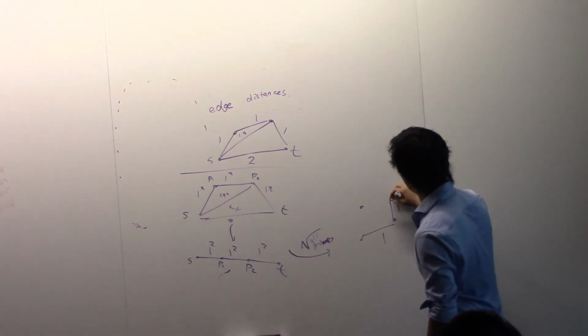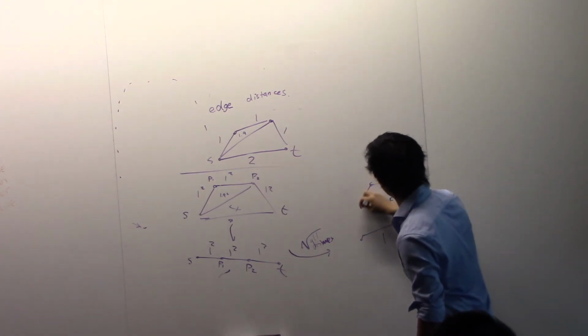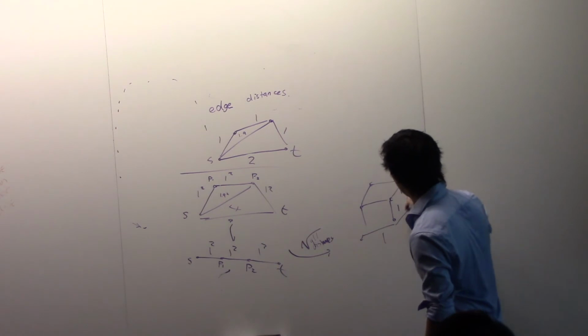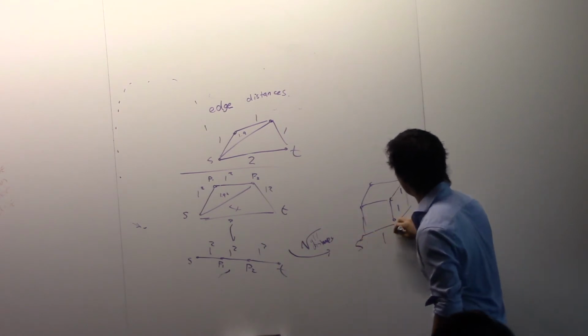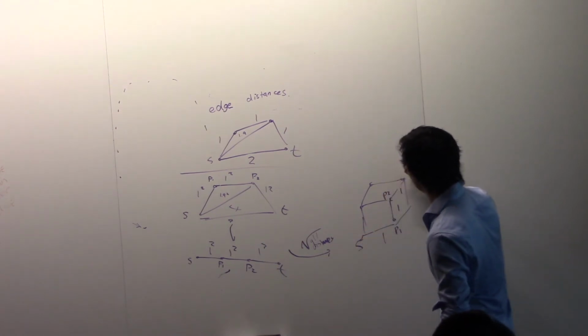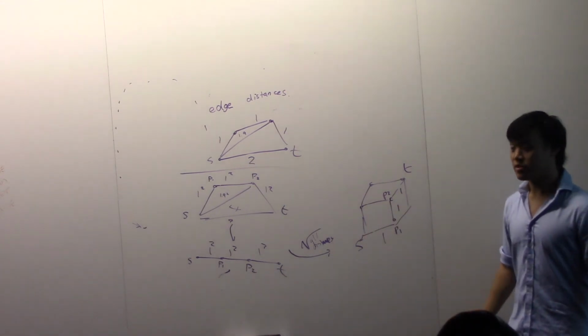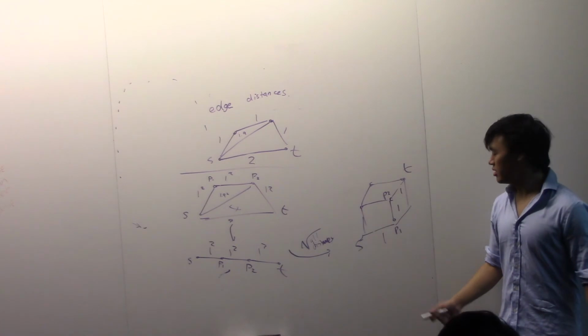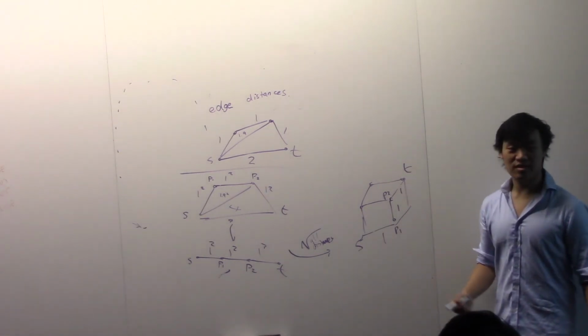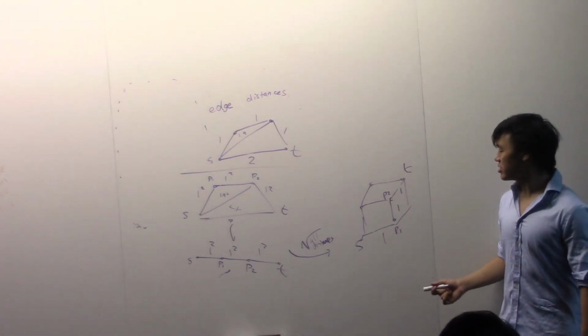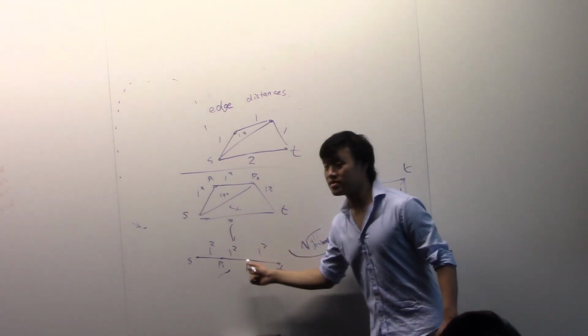Check for yourself that this box satisfies the property. By box, I mean like a rectangular prism. This is going to be S, this is going to be P1, this is going to be P2, and this is going to be T. What's the distance between S and P2? Square root 2. What's the distance between S and T? What's the distance between P1 and T? Square root 2. And in fact, those are the square root of these distances.